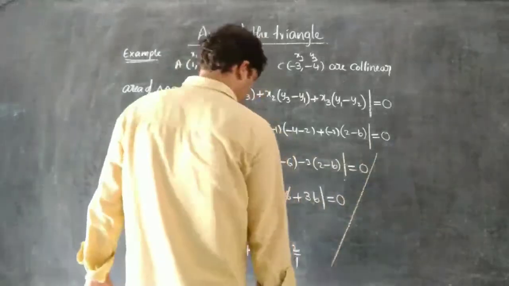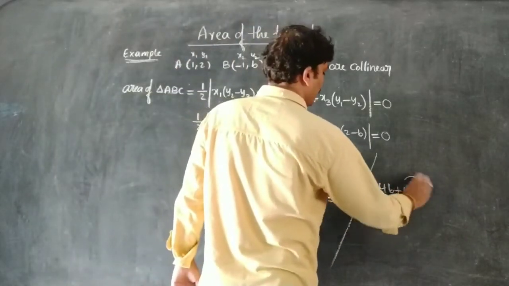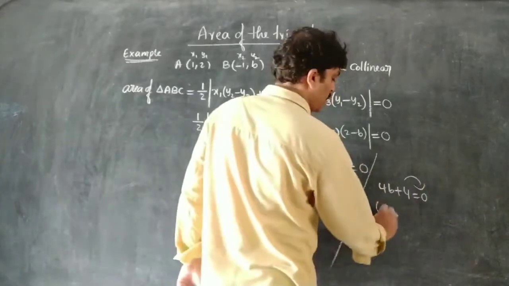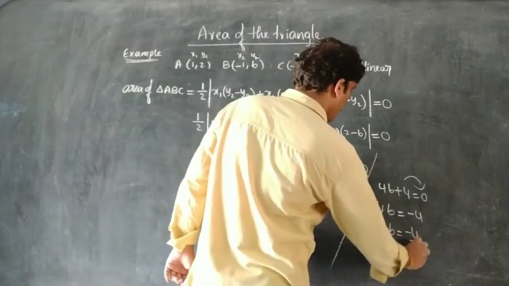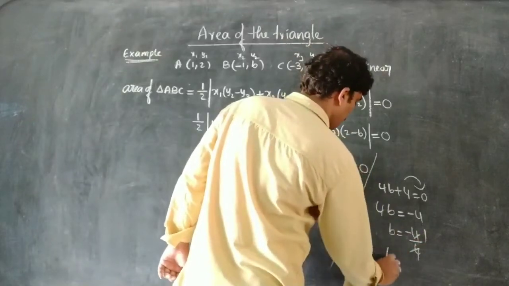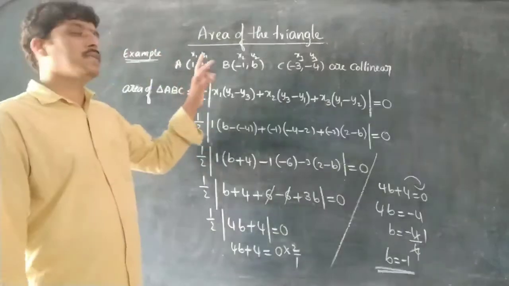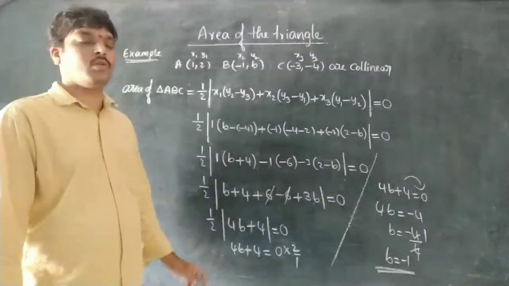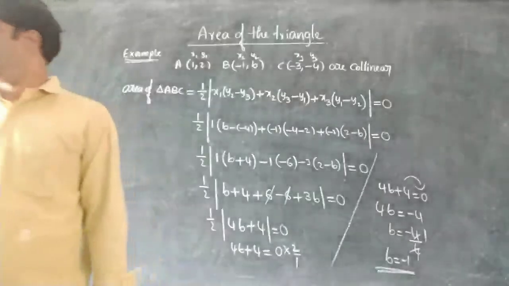Okay, the continuation is 4b plus 4 is equal to 0. Now 4b is equal to minus 4. b is equal to minus 4 by 4. 4 ones are 4. So b is equal to minus 1. Like this, any missing letter you can find through this formula. That formula, make it equal to 0.